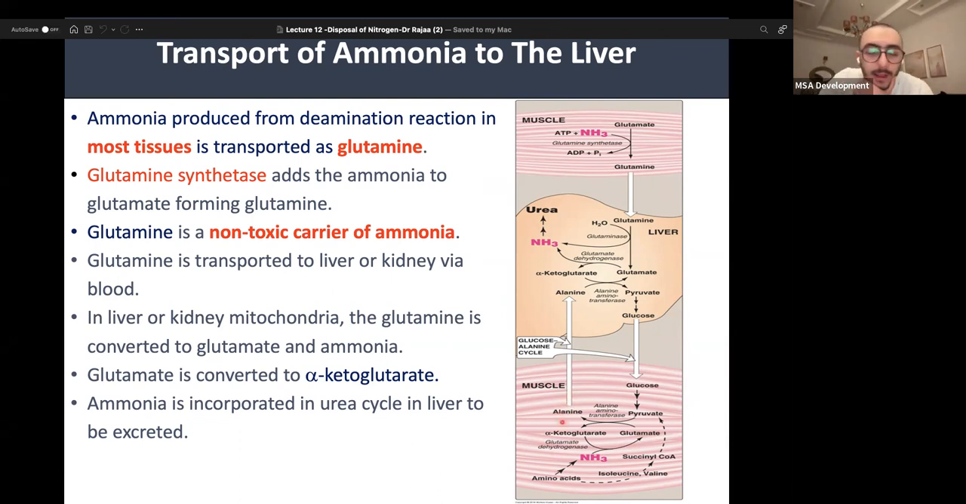Then the alanine will be transferred through the blood to the liver. It will go through transamination, through the enzyme aminotransferase, or in this case ALT, because it's alanine.